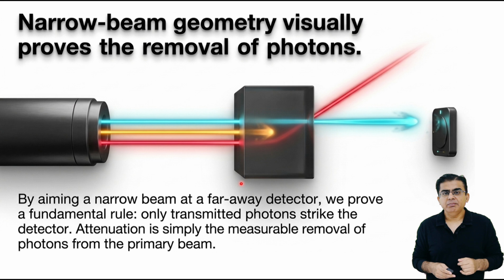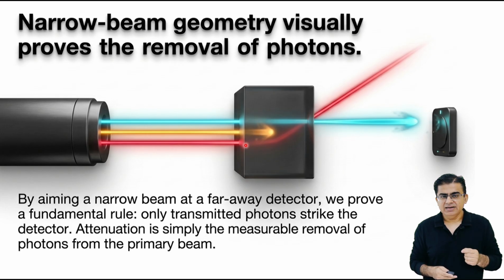Attenuation is simply the measurable physical removal of photons from the primary beam. Once again, attenuation is simply the measurable physical removal of photons from the primary beam. And this removal strictly happens through a combination of absorption and scattering. Understanding this unique experiment helps us believe that these things do happen in real life.